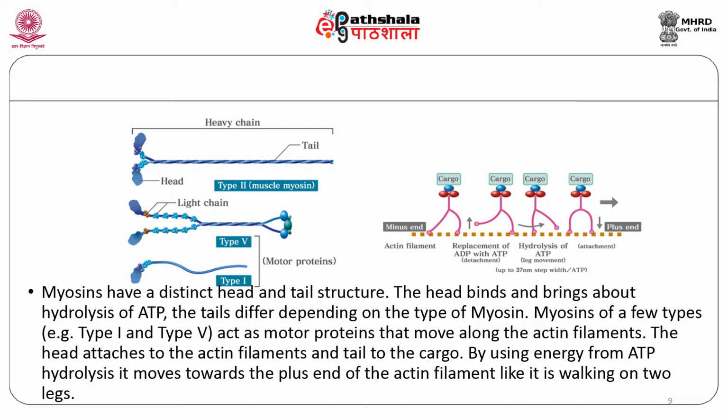Myosins of a few types, type 1 and type 5, act as motor proteins that move along the actin filaments. The head attaches to the actin filaments and the tail to the cargo. By using energy from ATP hydrolysis, it moves toward the plus end of the actin filament, like it is walking on two legs. We can see in the figure an actin, that is the thin filament, and the myosin, which is the meromyosin.